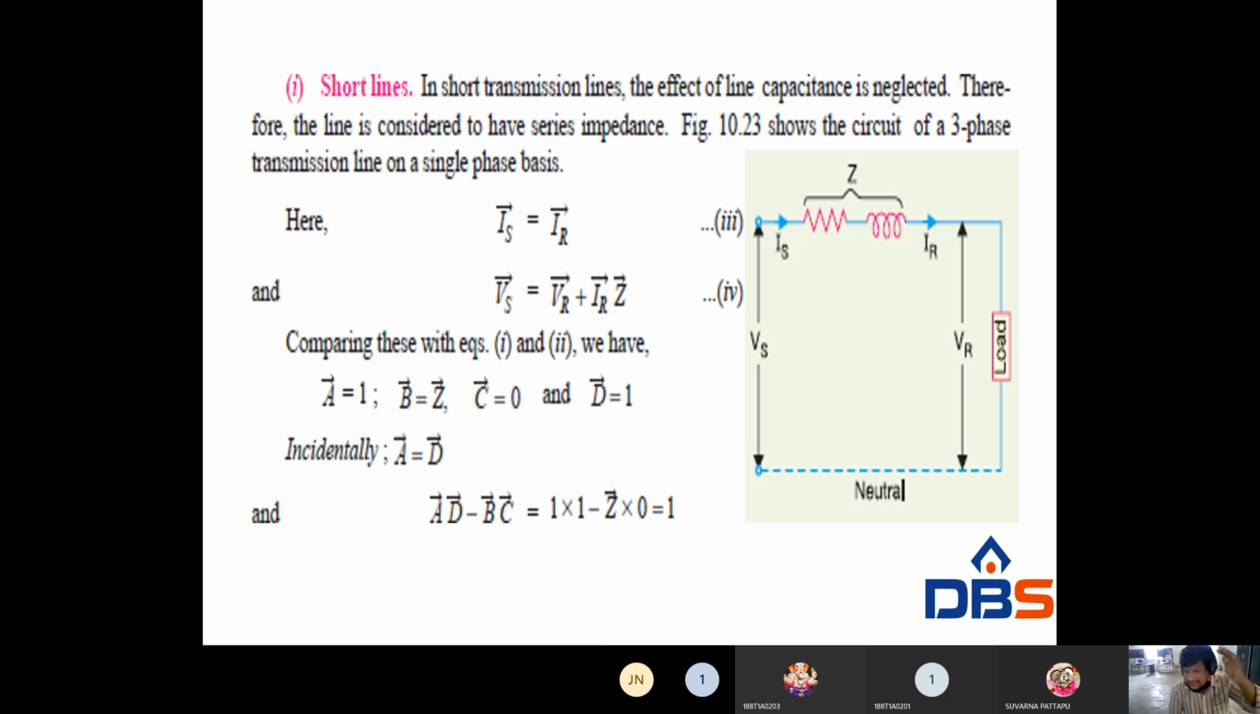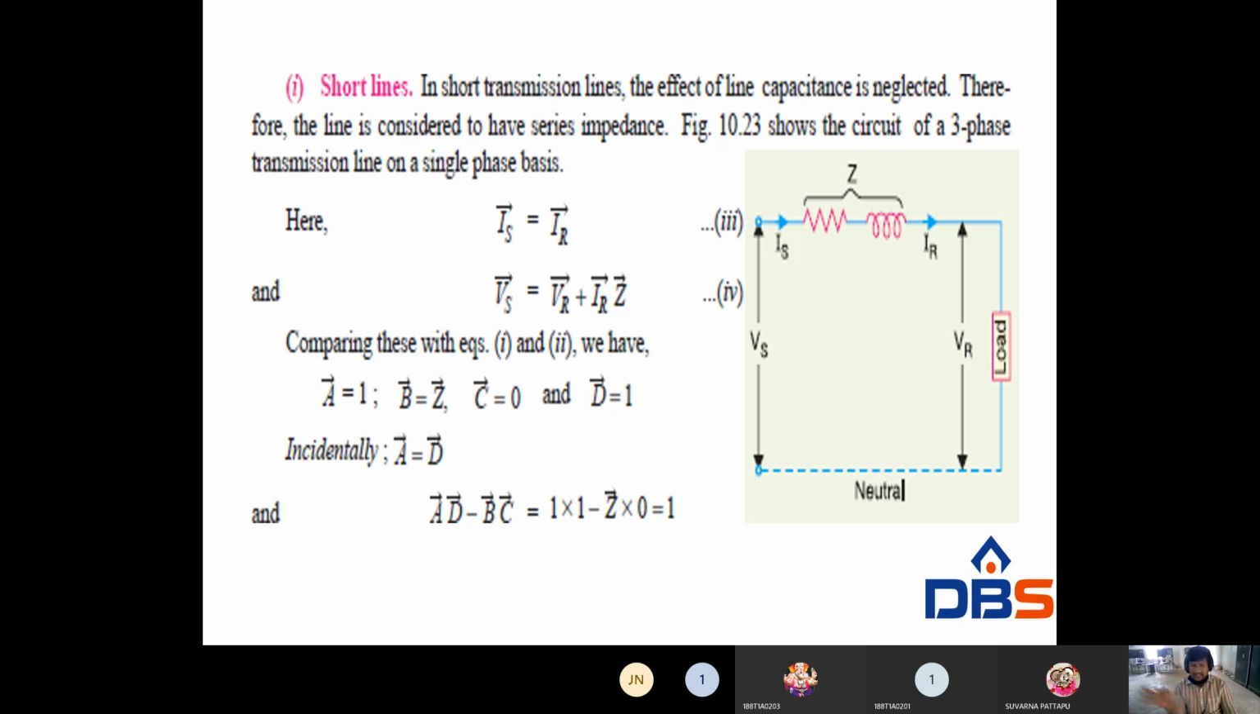By comparing that generalized constant equations to these two equations, we get the ABCD values: A equal to 1, D equal to 1, B equal to Z, C equal to 0. Applying both conditions, that is the reciprocity condition and the symmetric condition, both are satisfied.